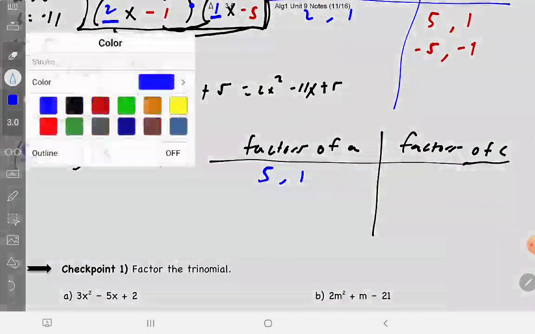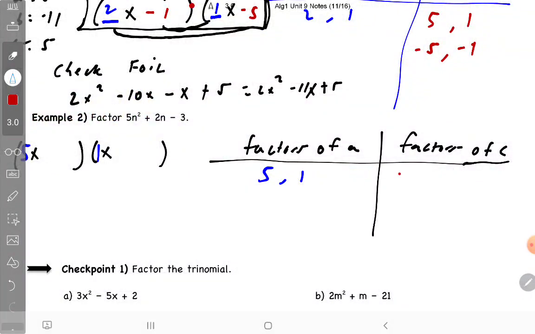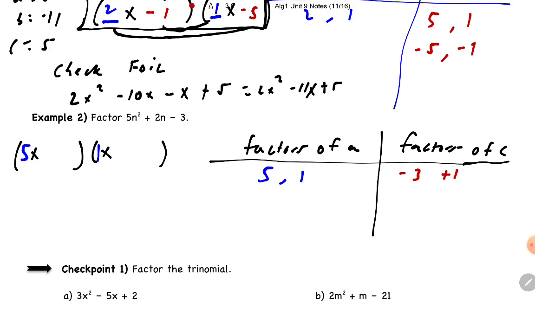Okay, let's look at our c factors. We have negative 3 and positive 1, or 1 and negative 3, or positive 3 and negative 1. Those are the only two choices that'll give us negative 3. So we need to figure out which combination. It takes some trial and error, but eventually, as you get used to these, you'll find out.